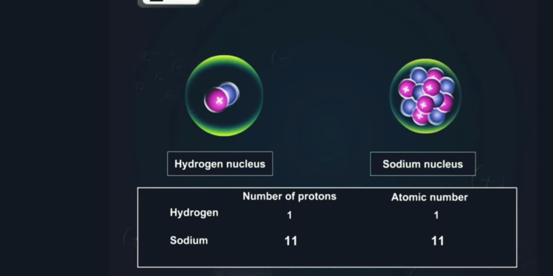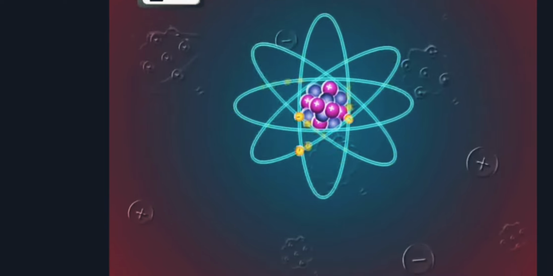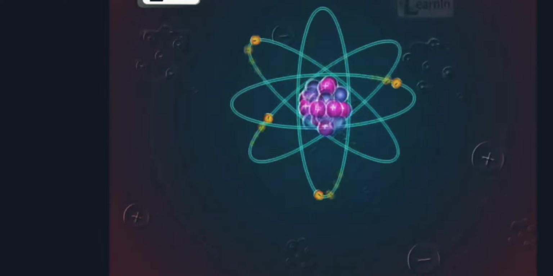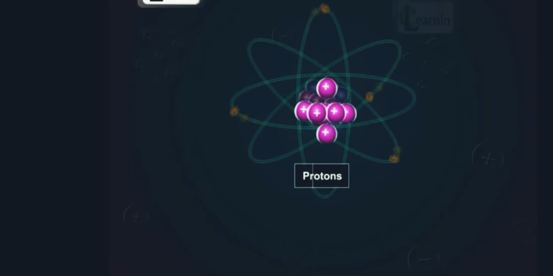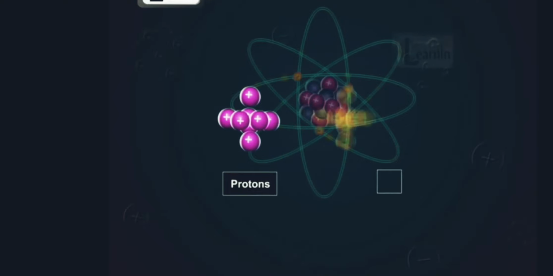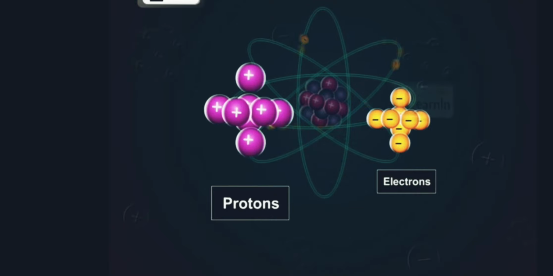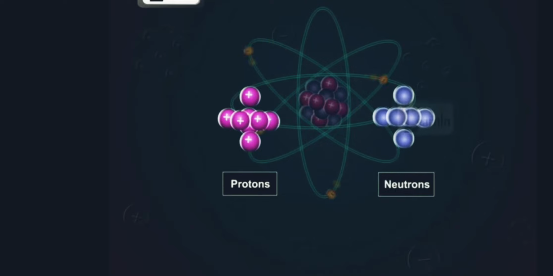Hydrogen consists of just one proton, so it has a small nucleus, but when we talk about the nucleus of sodium, it consists of 11 protons, which means the mass of the nucleus is greater as compared to hydrogen. The protons present inside the nucleus carry positive charge, while the electrons which are revolving around the nucleus in electronic shells carry negative charge. The number of protons and number of electrons are always equal in an atom, so the atom as a whole is neutral, and neutrons carry no charge.